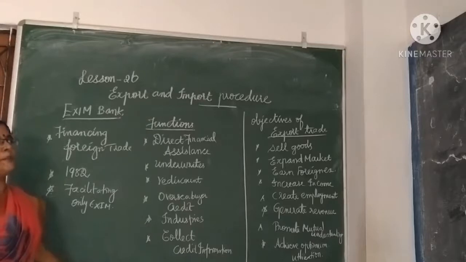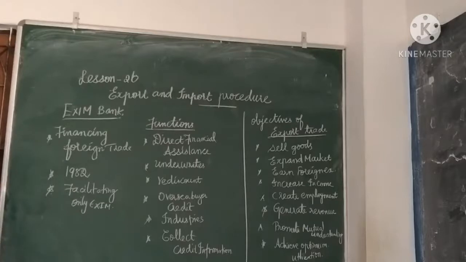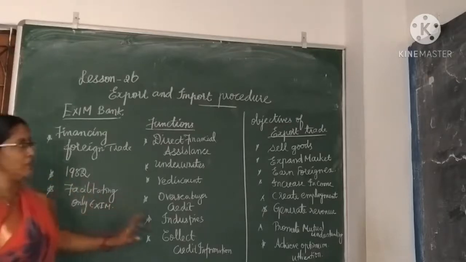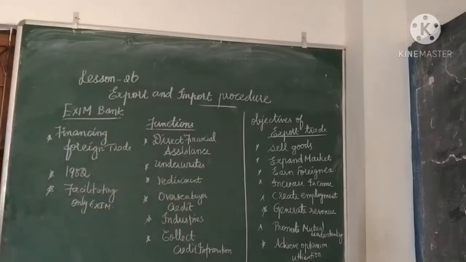What are all the banks and what are all the companies doing international business? The Exim Bank will collect this information because it is needed to avail the loan facility. Then what are the objectives of export trade? What reason are we doing the export?